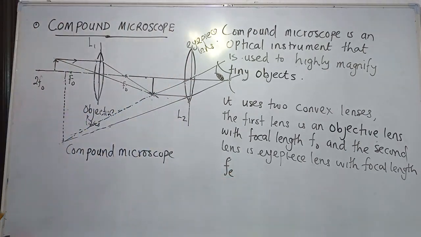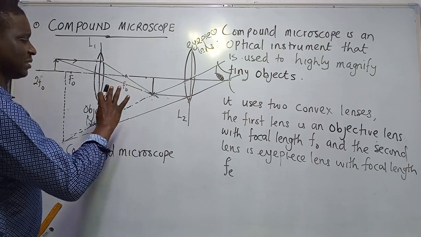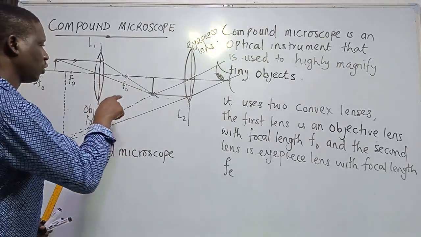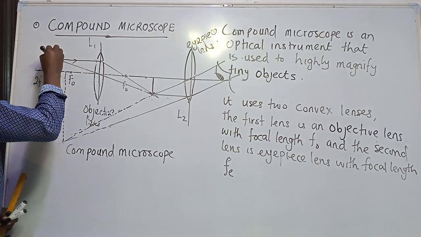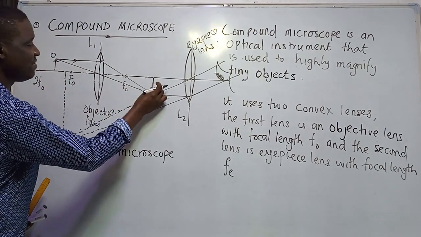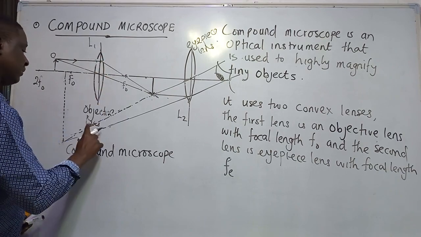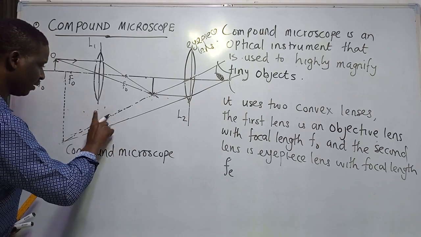Now in this diagram that we have drawn, also notice that one of the lenses is acting as a magnifying glass. Which of them? Don't forget the first image. This is the object. This is the image of the objective lens. Let me put it here so that we can see it well.